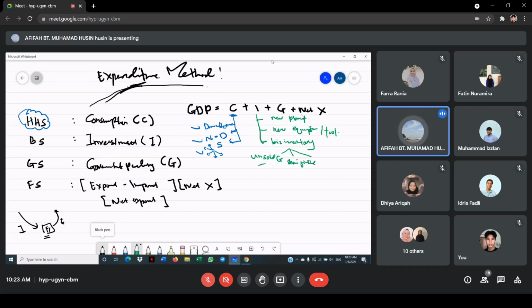Yang ni unsold good, dah finish. Yang ni semi-finish. And lastly we have raw material, isn't it? Inventory is defined as stock of unsold good, raw material, semi-finish, and many others actually. Are you with me? Okay, semua tu masuk dalam business inventory. Any question, class?